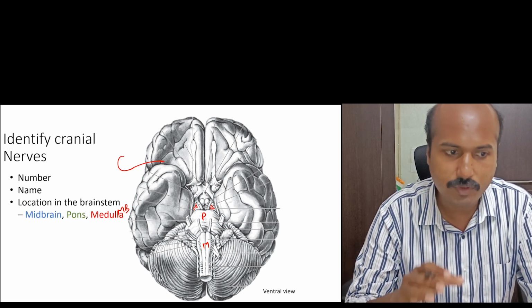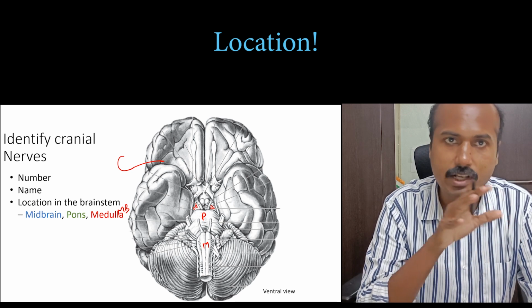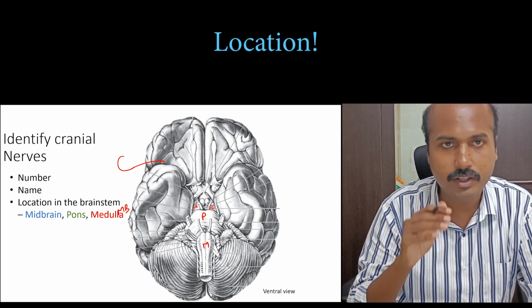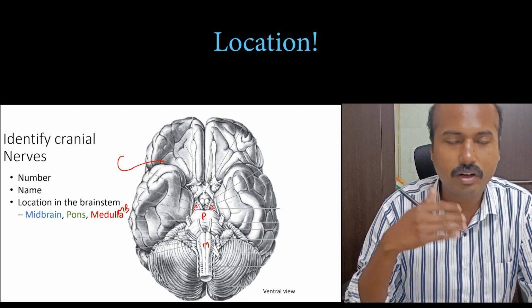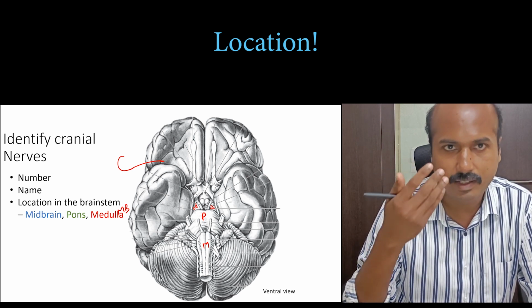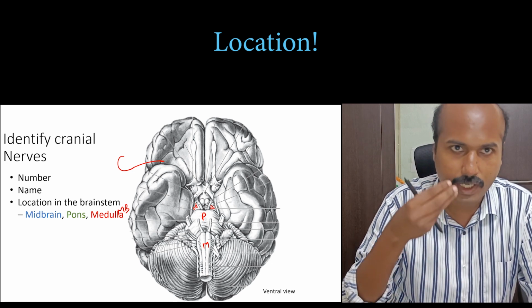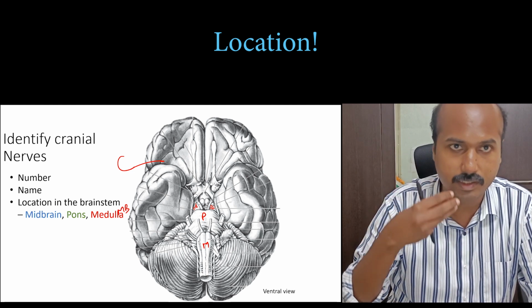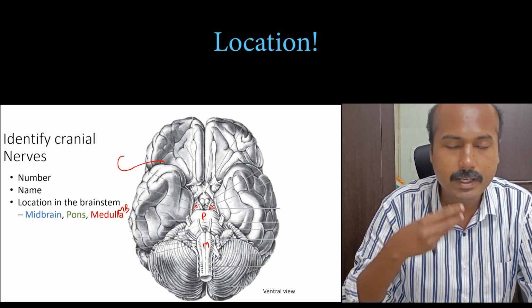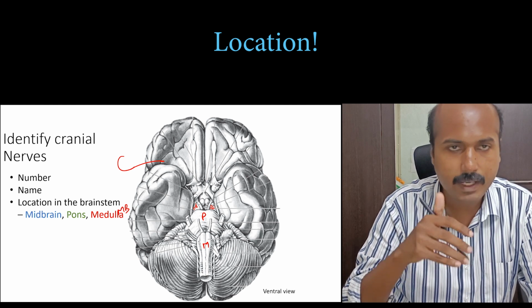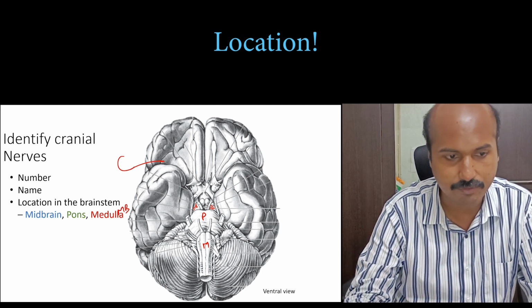And next we will learn, most importantly, the location of each cranial nerve in the brainstem. This is very crucial, even if you are taking an anatomy exam, or when you are assessing a patient and you understand one cranial nerve is involved. In order to locate whether it is a lesion in some part of the brain, you have to understand the location in the brain from which this cranial nerve is emerging.